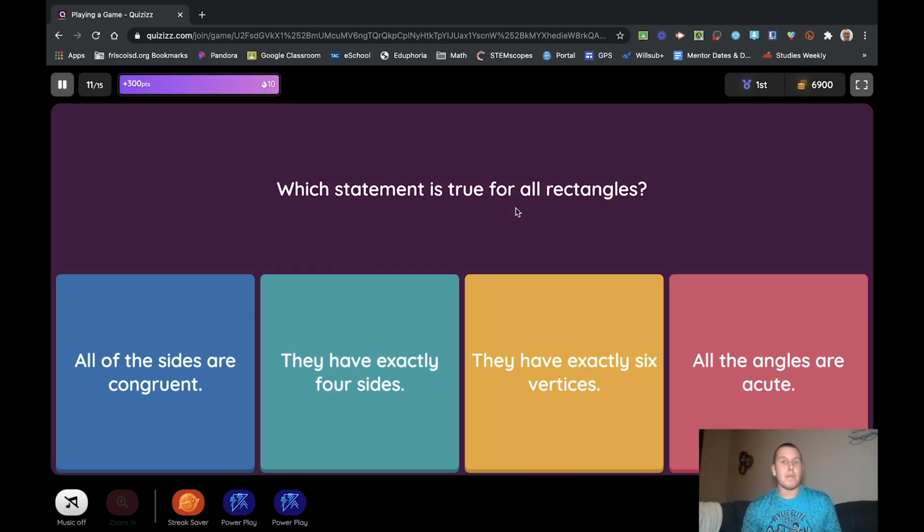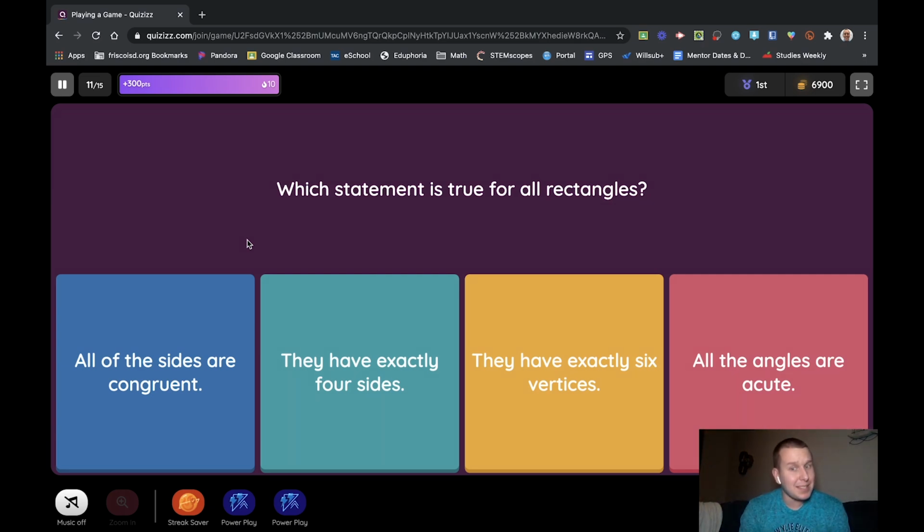So let's remember what makes a rectangle special. They have 4 90-degree angles, or 4 right angles. So all the sides are congruent. Well, if all the sides are congruent and it has 4 90-degree angles, then yes, that would be true. However, not all rectangles have to have all sides congruent. So a rectangle doesn't have to have that, so that's not going to be right. They all have exactly 4 sides. That is true. Every rectangle has to have exactly 4 sides. So I like that answer a lot, but let's keep it moving.